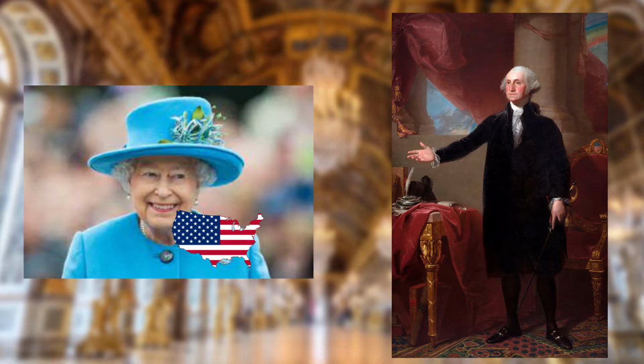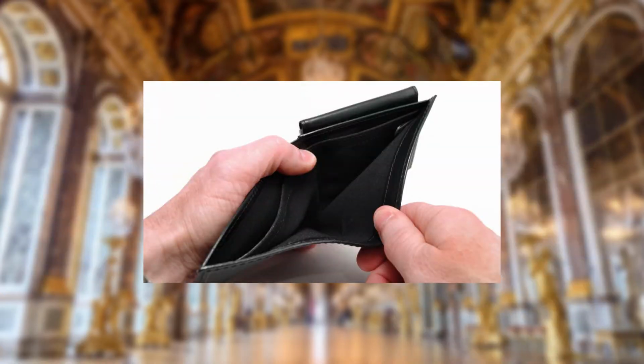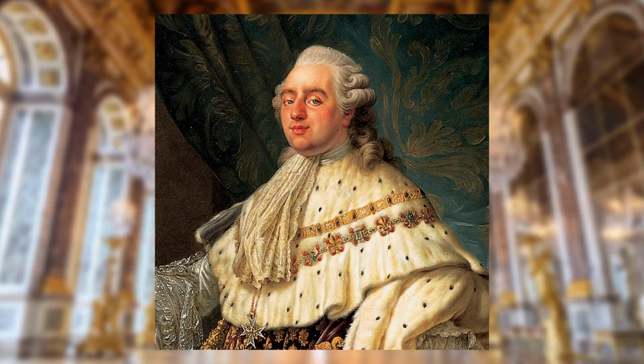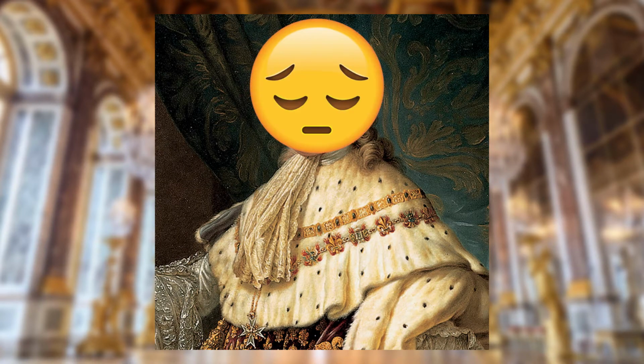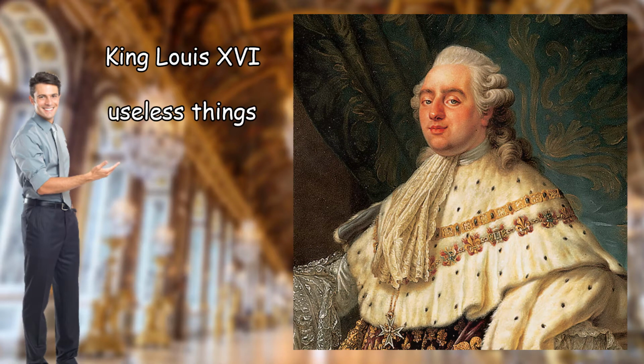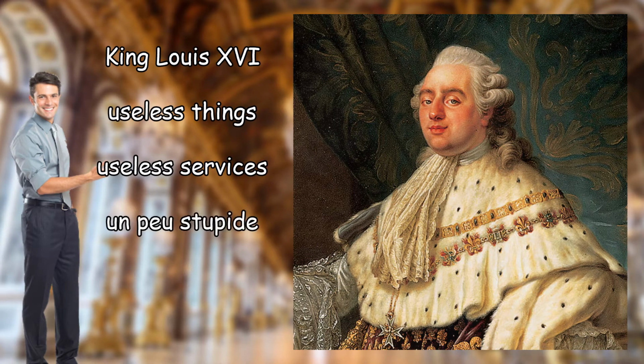The American Revolution had just ended, and France was all out of money due to aiding the Americans. King Louis XVI's outrageous spending habits didn't help either. He was wasting national money on useless things and services, and he had almost no knowledge of how to rule a country.